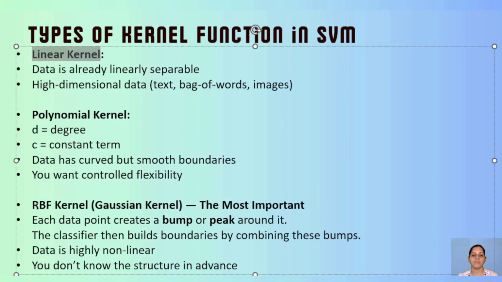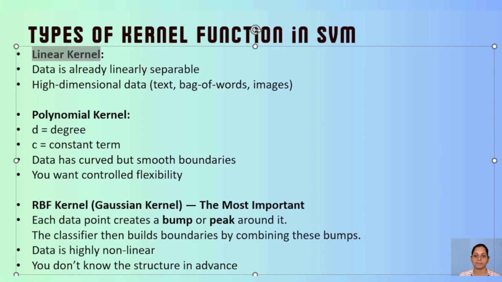Then we have the RBF kernel. RBF kernel is called a Gaussian kernel, and it is the default one. If you see SVM, the most important one is the default one. What exactly is happening here? For the data points, it's creating a bump or peak around each, right? And the classifier then builds boundaries by combining these bumps. So let me show you on the whiteboard exactly what this concept is saying.